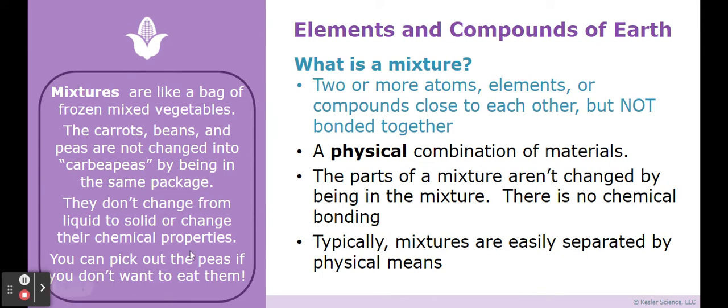But they're easily separated, meaning you could pick all the peas out of the mixed vegetables if you don't like them. I don't like peas, and so I'd pick those out, right? In trail mix, I don't like raisins, so I don't eat the raisins most of the time. I just eat the peanuts and the M&Ms or pretzels or chocolate chips or whatever else is in there, and I leave the raisins out. They're easily separated. Some are really easy to see how they're easily separated. Others are not as easy to see, but it will explain what some of those things are.